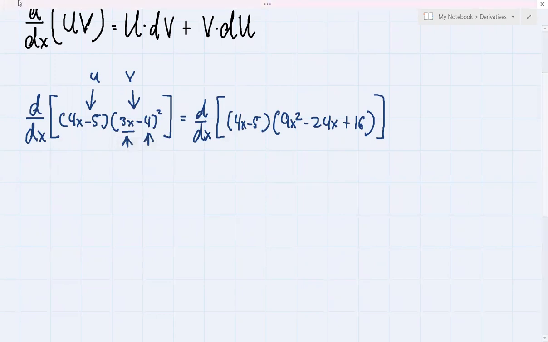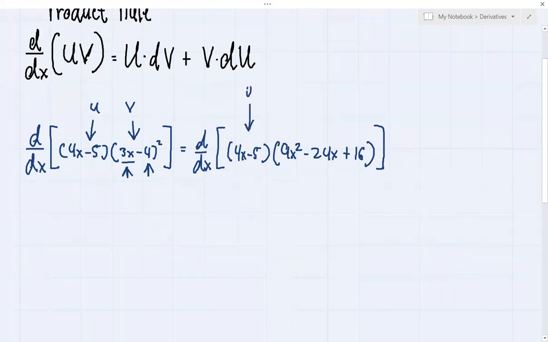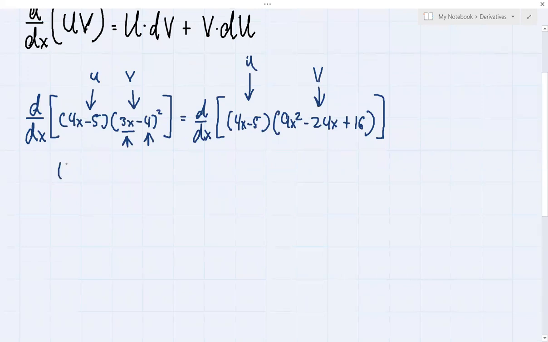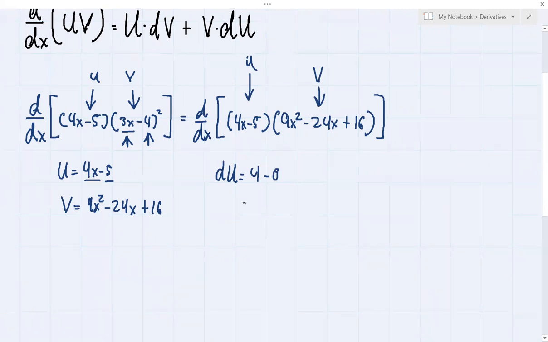Now, what we can do is we can apply, what do you call this one? Product rule. Okay? Pumili ka which one is your U, which one is your V. So, as I mentioned, this is my U and this is my V. Now, let's go. So, my U is 4x minus 5. And my V is 9x squared minus 24x plus 16. Kunin natin yung derivative ng U. So let's get the derivative of 4x minus 5. Anong derivative ng 4x? This is 4. Anong derivative ng negative 5? This is 0. So 4 minus 0 is 4.